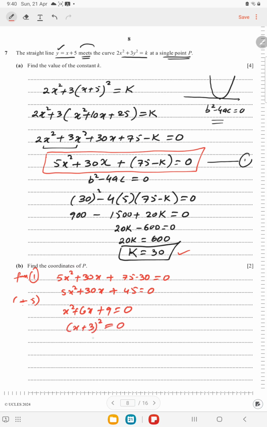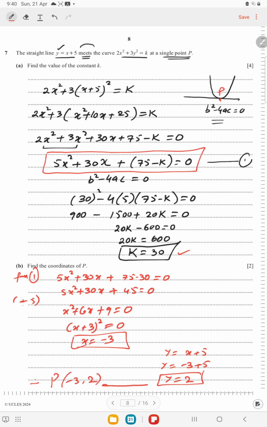So x will be minus 3. Yeah, this is the x coordinate. So replace this in the line y equals x plus 5. We are interested in finding this p, right? So y is minus 3 plus 5, so y goes to be 2. Therefore the coordinates of p are (minus 3, 2). This should be the right answer. I hope it is clear. Let's proceed to the next question.